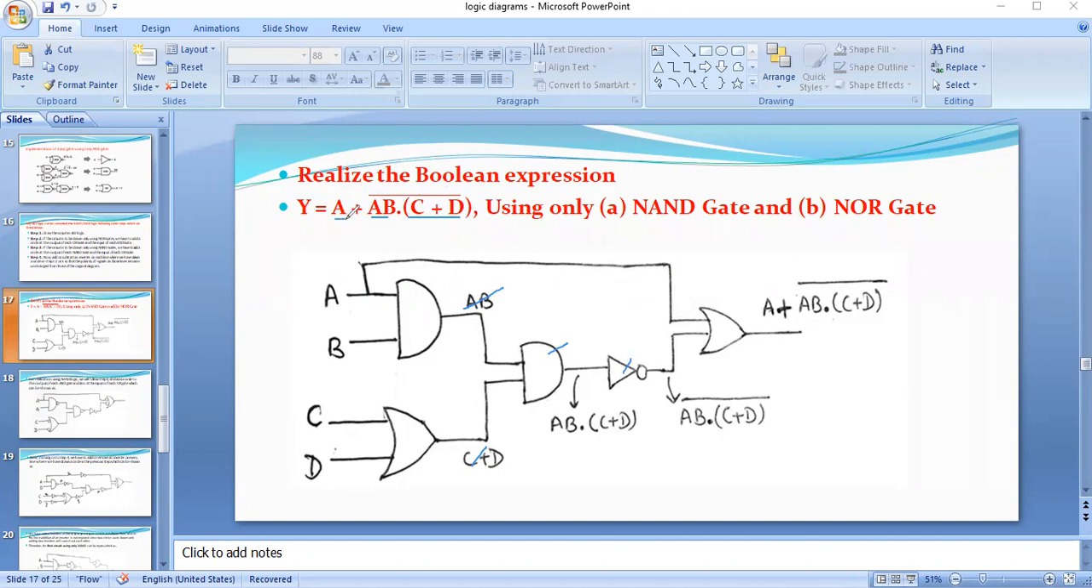After that, what we have? Single variable A. So between these two terms, what we have? OR operation. So that is the first step.